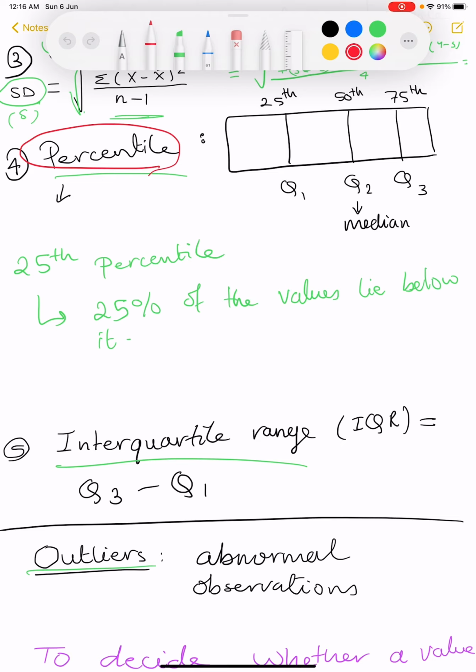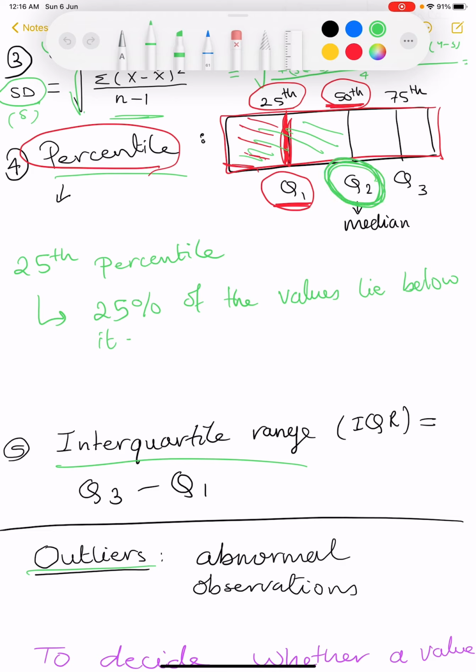Percentile is a value that divides the data. For example, if this is the whole data and we have the 25th percentile, we mean that 25% of the values lie below this value, and it's called Q1. If we have the 50th percentile, we mean 50% of the values lie below this value, which is Q2, the median. And the 75th percentile is Q3, with the same interpretation.